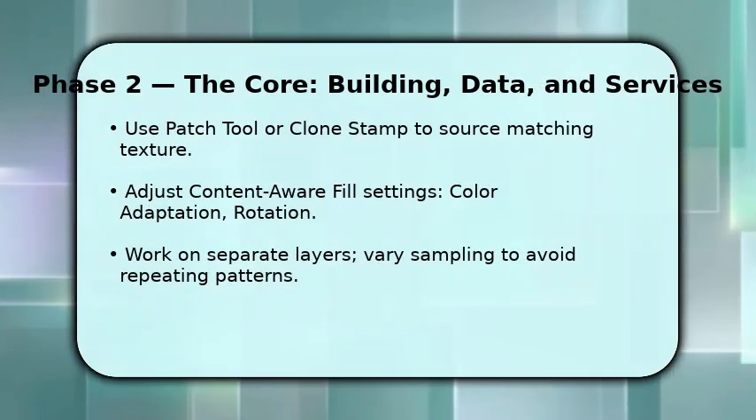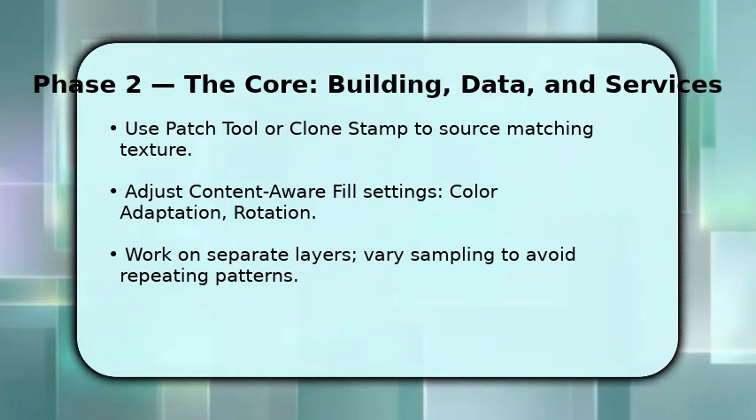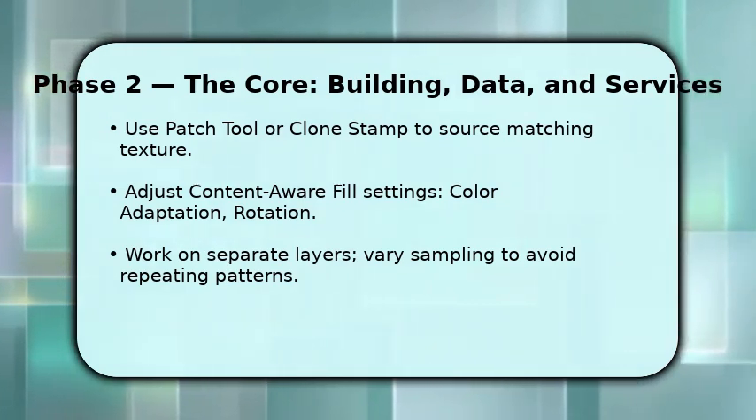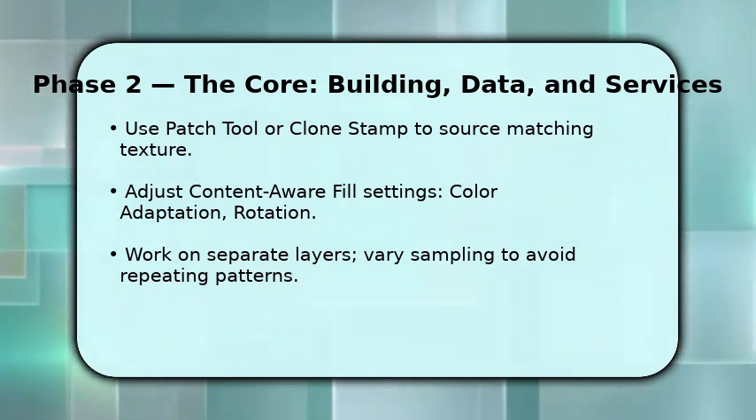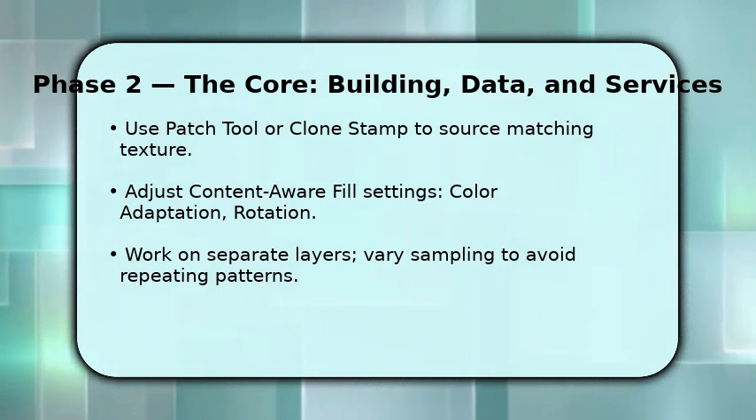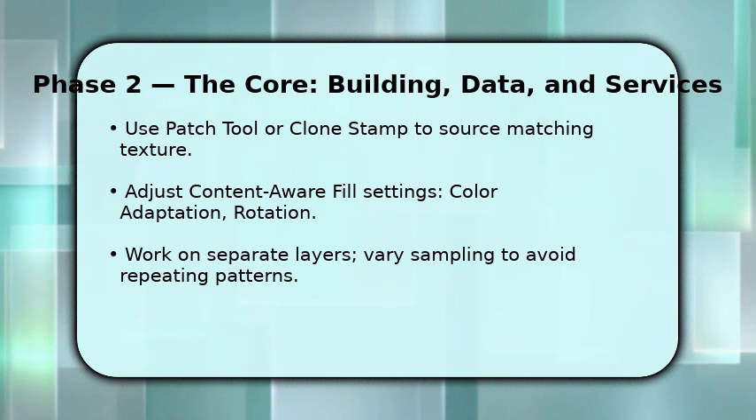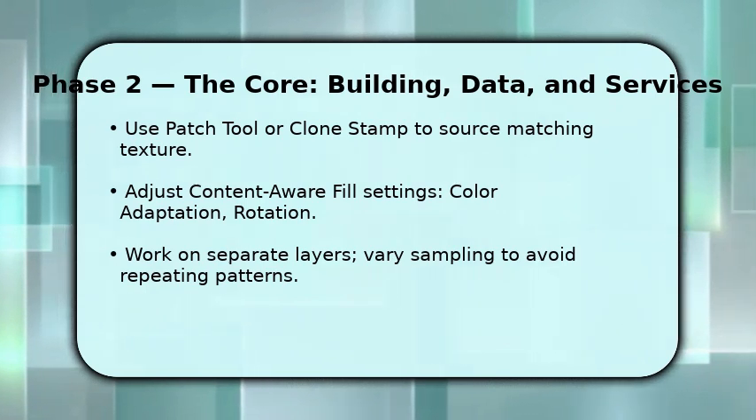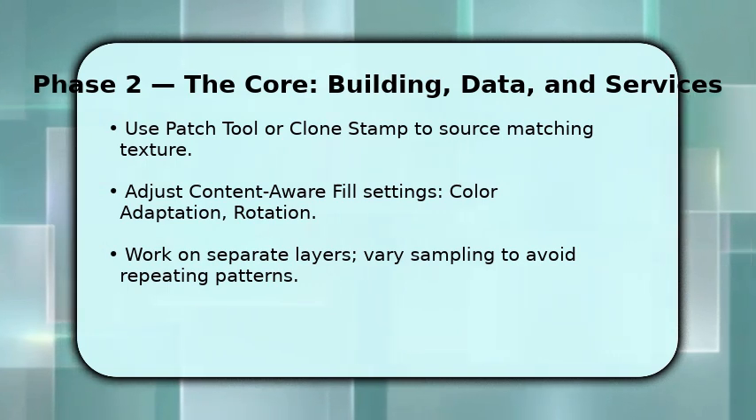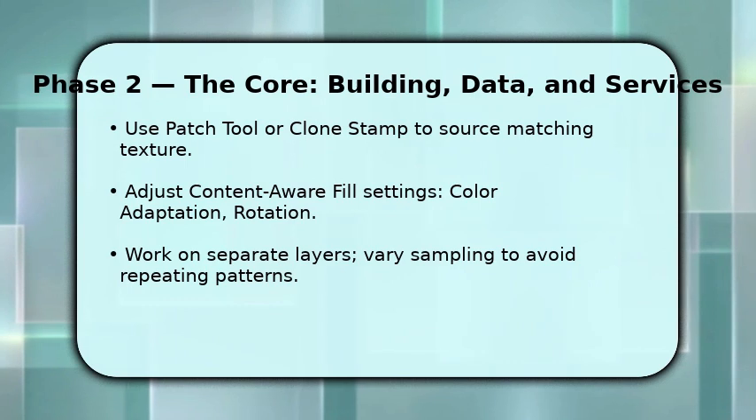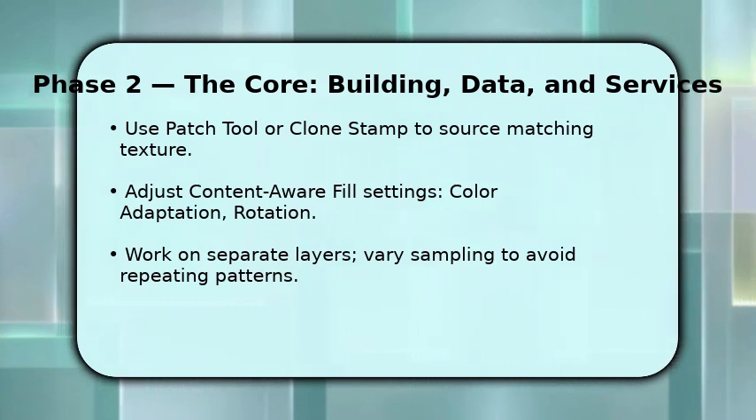Now you refine the area so it blends naturally. Use the patch tool to drag a clean source over problem zones, or use the clone stamp on a new layer and sample nearby texture with varied brush hardness. Once done, reopen Content-Aware Fill settings, enable color adaptation, and try rotation adaptation if patterns need alignment. Make sure to scale or transform sampled patches to match perspective.